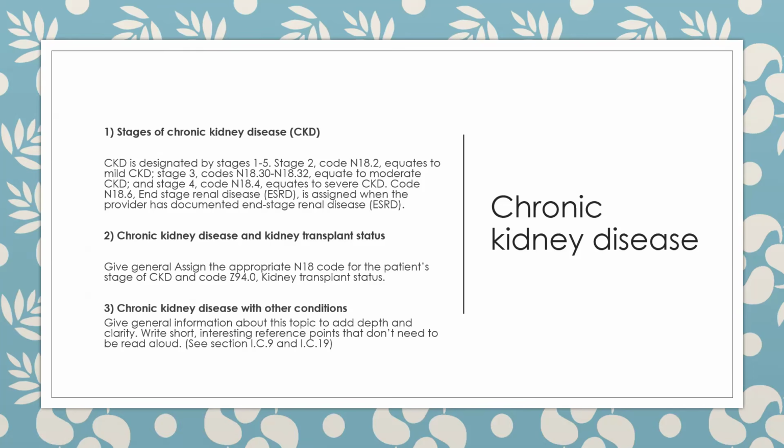And the last guideline for this particular chapter, number 3, chronic kidney disease with other conditions. Patients with CKD may also suffer from other serious conditions, most commonly diabetes mellitus and hypertension. The sequencing of the CKD code in relationship to the codes for other contributing conditions is based on the conventions in the tabular list. For instance, with diabetes, there is a combination code for diabetes with CKD, but you still need to code your CKD stage secondary.